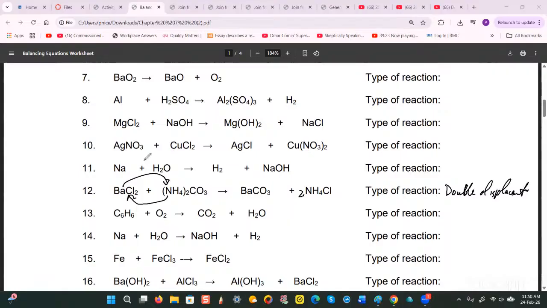Okay, so in the case of 11, to balance this, let's see here, we have 1 sodium, we have 2 hydrogen. So what I'll do is put a 2 here, and a 2 here, and a 2 here, right? So that's a balanced equation. And the type of reaction here is where the sodium displaces the hydrogen, right? So this is single displacement. All right? So 2, 2, 1, 2.